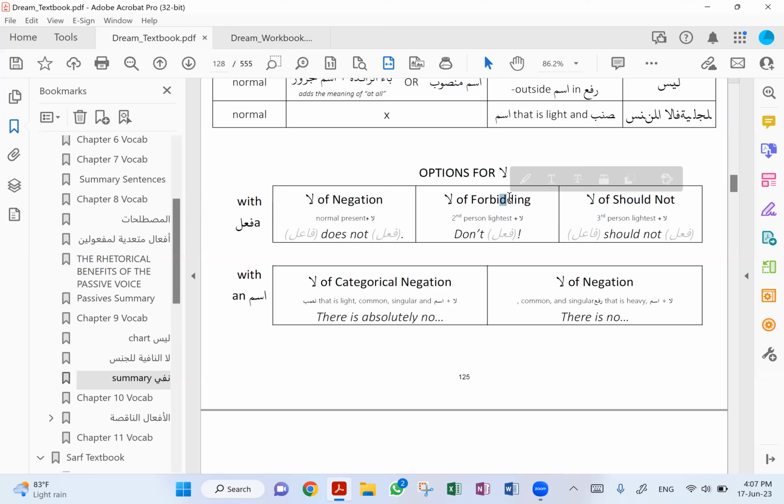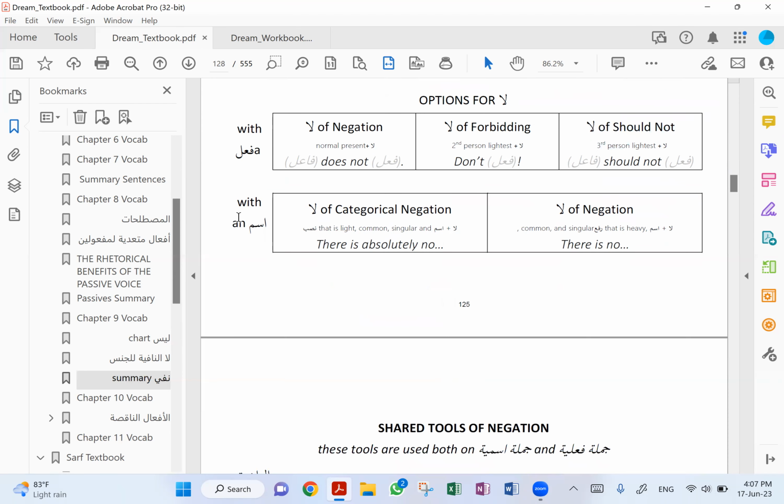They're both majzoom, they're both light, but one is second person, that means you, and the other one is third person, which means he, she, them, they. And then when la comes with an ism, it can either be la nafiyatu lil jins, la of categorical no, which makes the ism nasab and light, or like what we just discovered right now, la of negation, which is common, singular, rafa, heavy, and it just means there is no. There's no emphasis in this one. So that's the difference between the two.